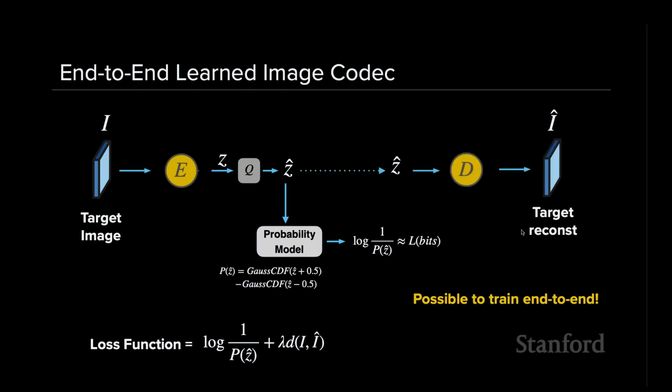And once you have this, now you have this architecture, and now you can train it back, all the way from I hat to I. Every place you can take the gradient at each operation. Okay.